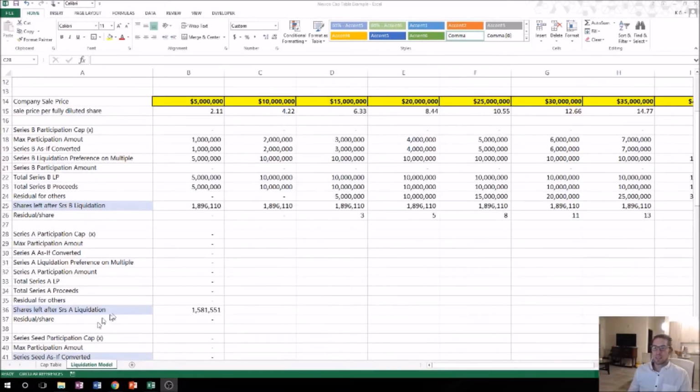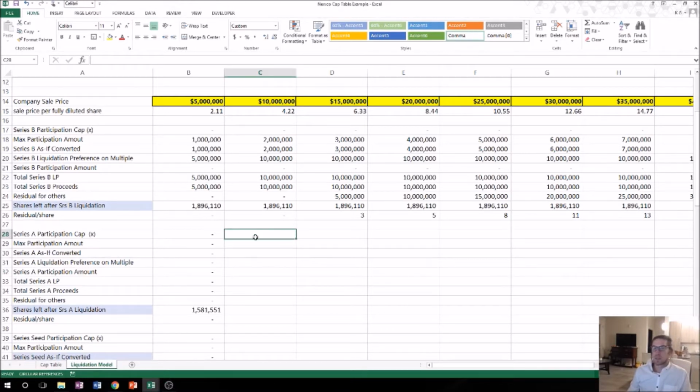So now we'll move on to the Series A, and the Series A is very similar to the Series B in how it's liquidated with a few key differences, mainly in the number of shares that are used to compute how much of the proceeds the Series A actually gets. So we'll go ahead and go through that.